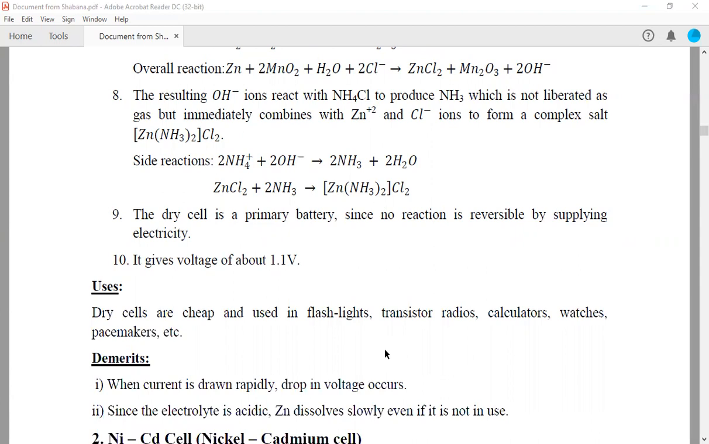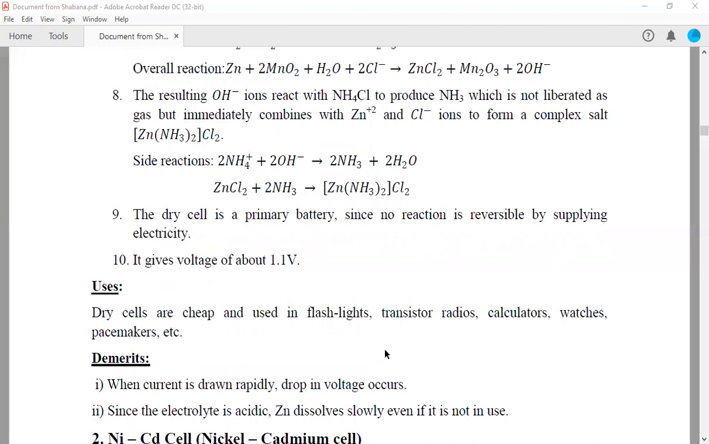Coming to the limitations of the dry cell. When the current is drawn rapidly, there is a drop in the voltage. And since the electrolyte is acidic, zinc dissolves slowly, even if it is not in use. So these are the limitations of the primary cell.